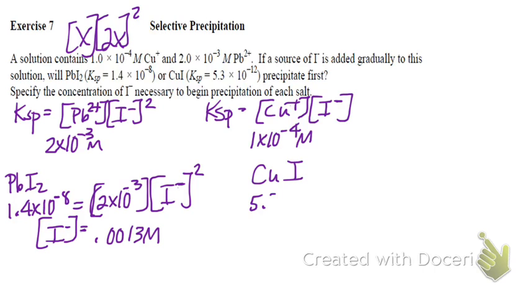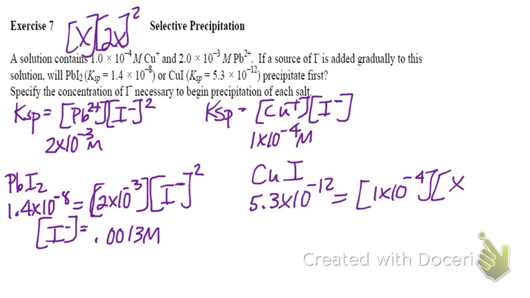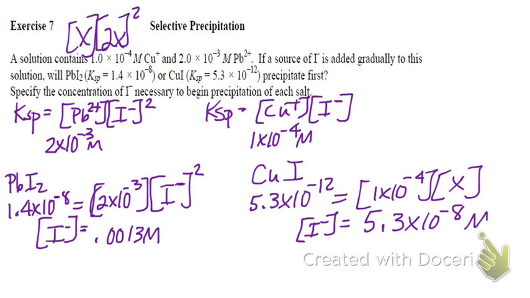So 5.3 times 10 to the negative 12 equals 1 times 10 to the negative 4 times x, or iodide. So then we get iodide concentration as 5.3 times 10 to the negative 8 molar. So that's how much you would need to precipitate out the copper iodide.